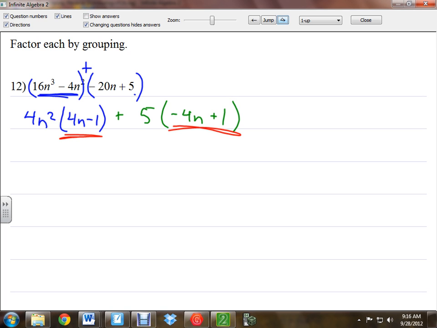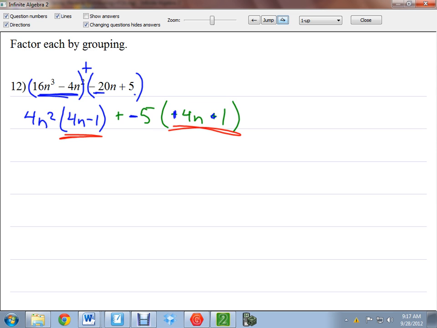If you notice, I could pull out not a positive 5 from there, but a negative 5, which would change this to a positive 4n and a minus 1. That's a really good thing, because then that will make my leftover stuff, my quotients, the same. And then I could pull that out in front like the binomial GCF that it was, 4n minus 1, leaving me with 4n squared minus 5 left over from the originals. That would be the fully factored version, because neither one of those binomials that are left can be factored any farther than this.